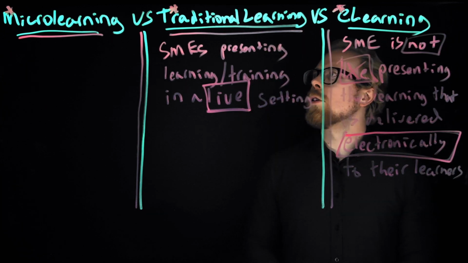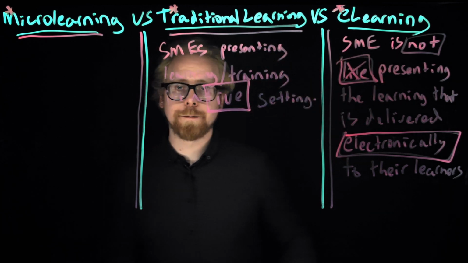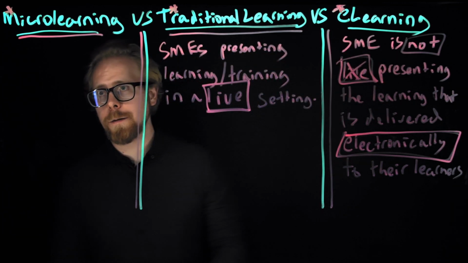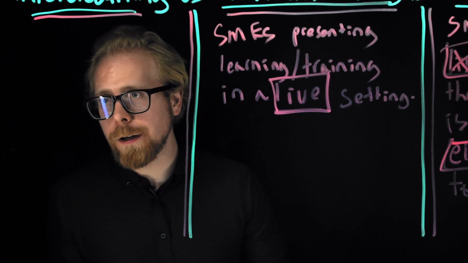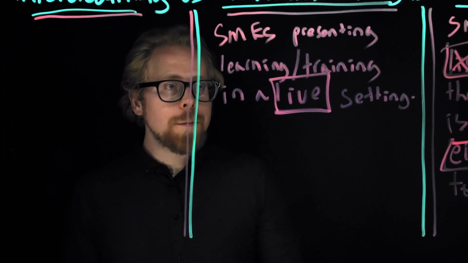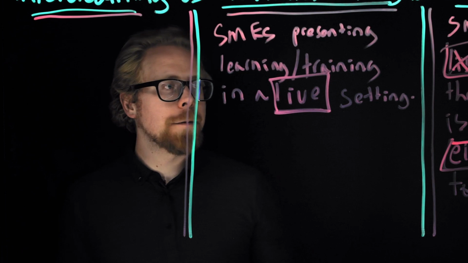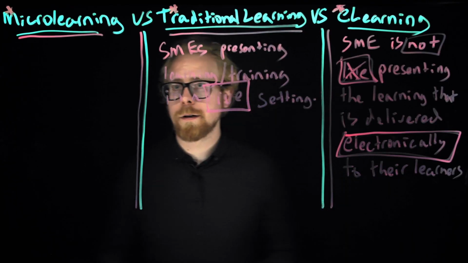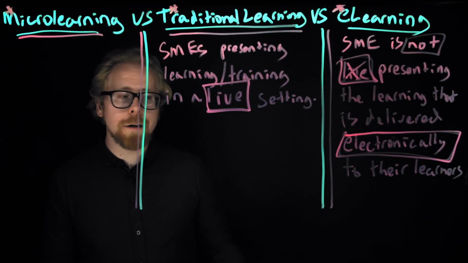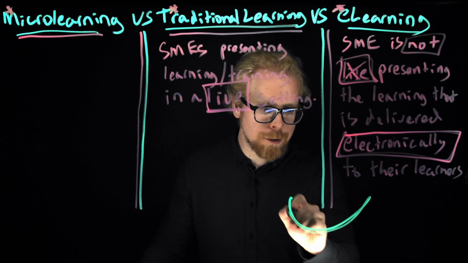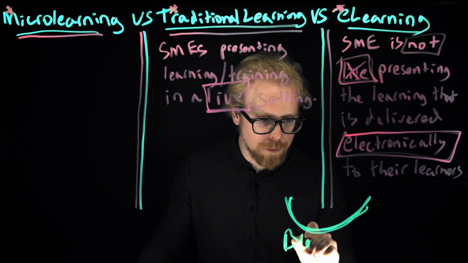Okay, so micro-learning. Micro-learning is any type of learning. Any type. It could be traditional, okay? It could be e-learning. It could be blended learning, which is these combined. This would be blended learning.